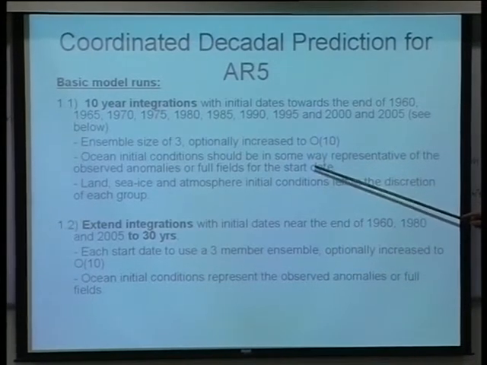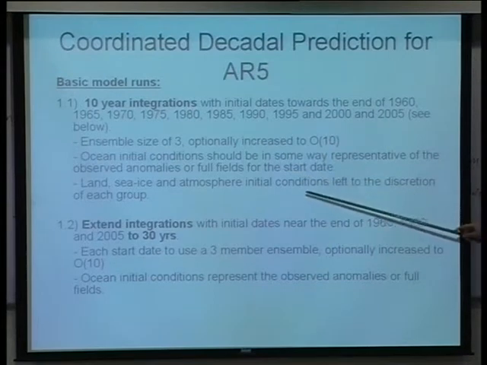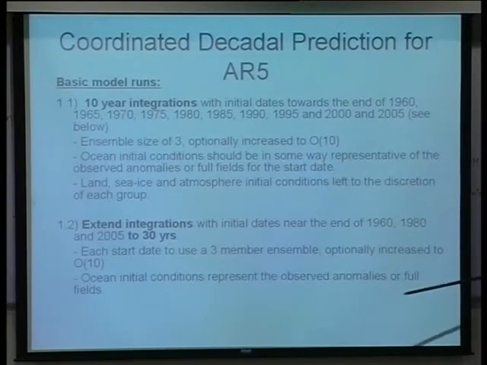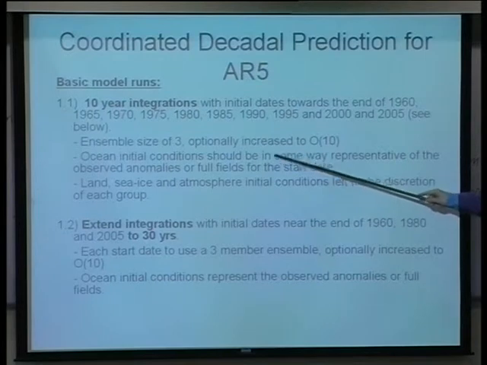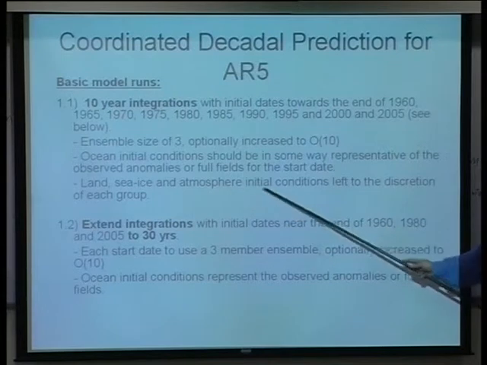They've asked that ocean initial conditions be somehow representative of the observed anomalies or the full fields for the start dates. That means you'll have to use some sort of assimilation system to get the subsurface ocean data. Originally, when people tried decadal forecasting, they did what would be called a forced coupled initialization, where you take the observed sea surface temperature and force it at the lower boundary of the atmosphere. That will spin up a circulation and has some useful properties, but it won't let information penetrate down to the deeper levels. They leave it free what you want to do with these other things.